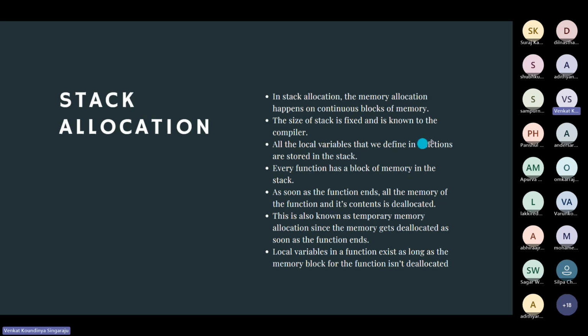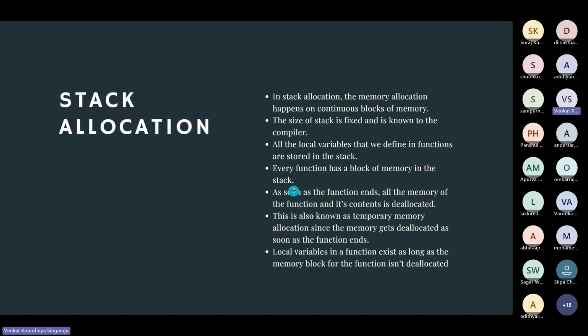And all the local variables that we define in functions are stored in the stack. Let's say you have a function main. In that, let's say you declare int x, int y. So basically they are local variables of that function. So where are those variables present? They are present in the stack memory.